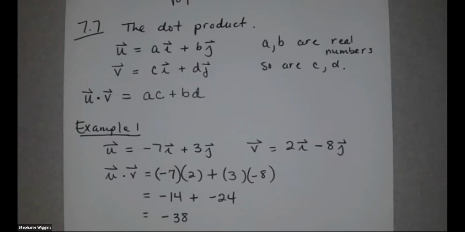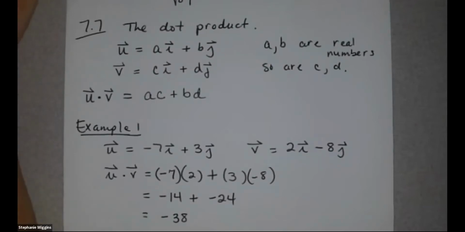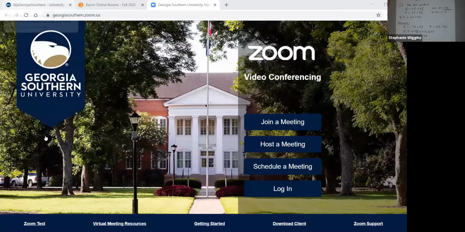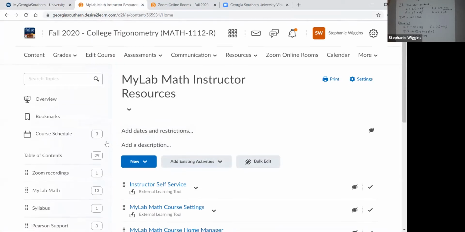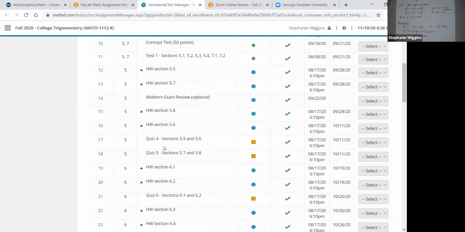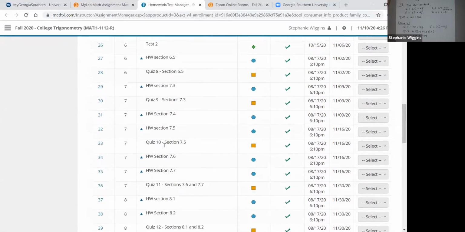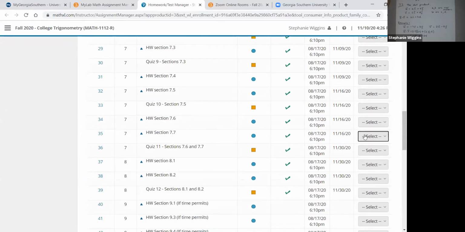And I didn't plan on reaching section 7.7, so I didn't bring my notes with me for that. So let's go take a look at the homework. And then I'll be able to refresh my memory about what I need to cover. So we're coming down to the end here. Here's section 7.7.